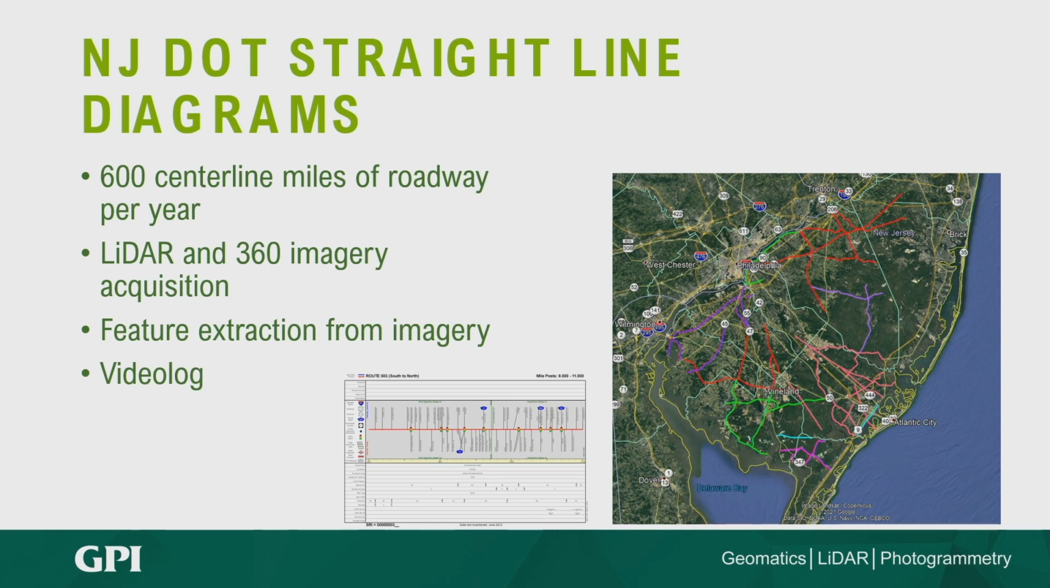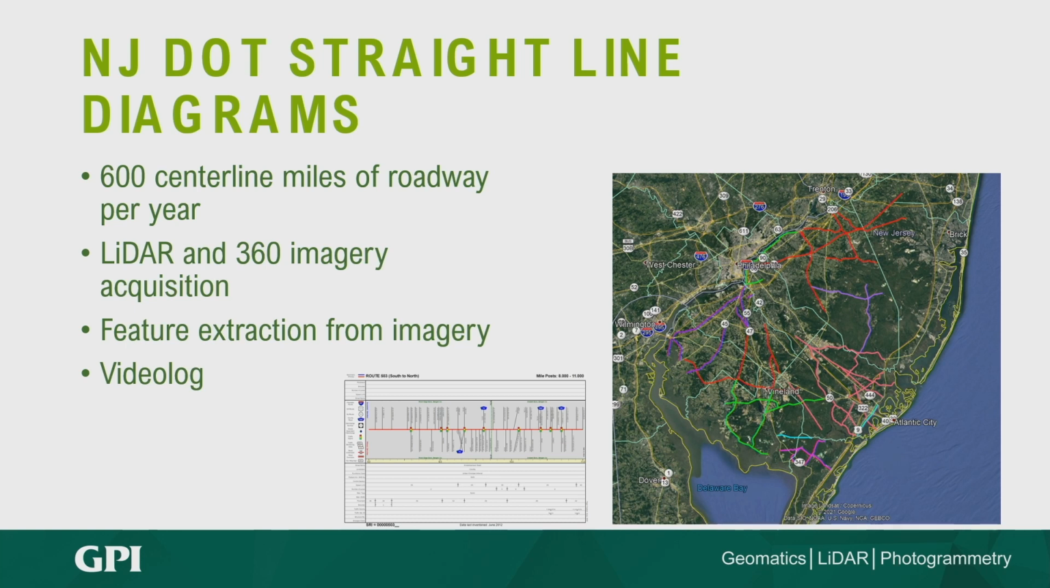Here's another example. This is the New Jersey Department of Transportation. They want to update their straight line diagrams for their roadways. So what they're trying to figure out is where along a roadway, if you can see that picture there, an intersection falls, where there's a stop light, and they draw it out on a straight line, which makes it easier to read.